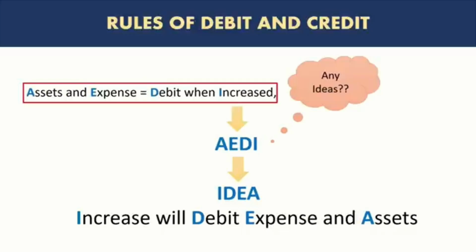So if there is an increase in a liability, equity, or income, it will not be debit, it will be credit. And similarly, if there is actually a decrease, not an increase in assets and expenses, then it will be a credit. Okay, we'll actually practice some examples. Don't worry if this is still confusing.